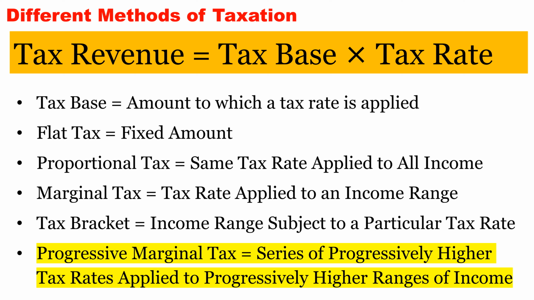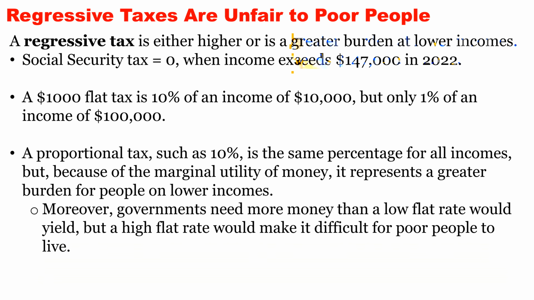Most progressive taxes are structured as a marginal tax, meaning that the progressive tax rate is actually a series of tax rates that apply to different ranges of income. A tax bracket is the range of income to which a particular tax rate applies. A regressive tax is either higher or is a greater burden at lower incomes.